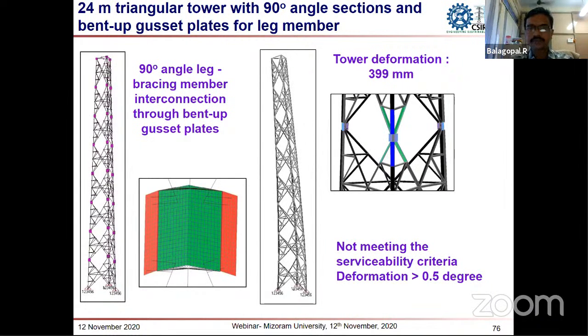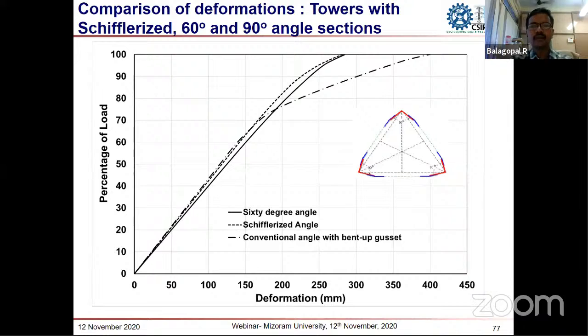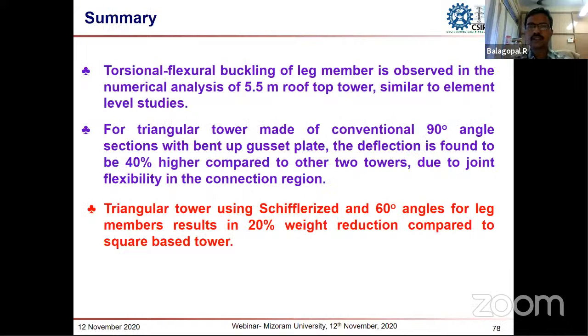schifflerized angle sections are used. And this is a deflection comparison of all these 3 towers. Here we can see that the tower with the 90-degree angle section has deflected more in comparison to the towers made of 60-degree and schifflerized angle sections. This is because of out of plane buckling. The excess deformation was noticed around 70% of load. This is due to the excessive deformation of the gusset plate in the joints.